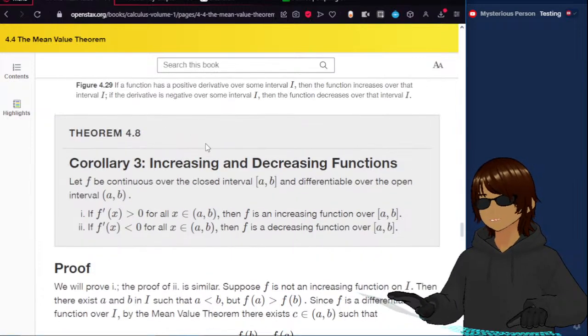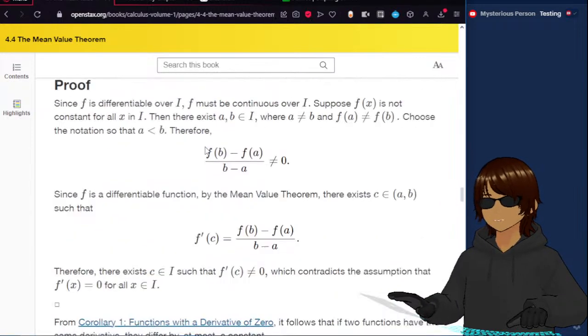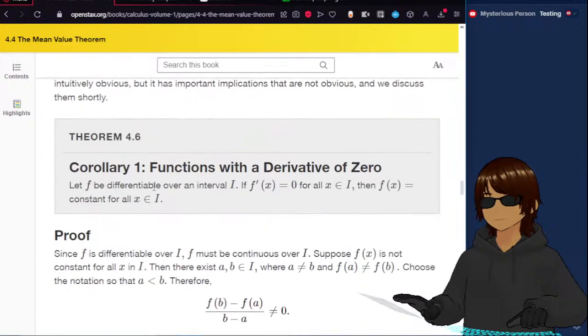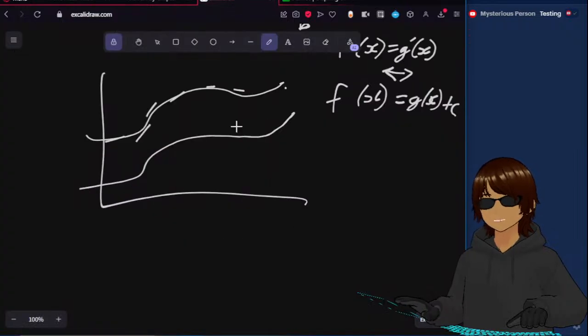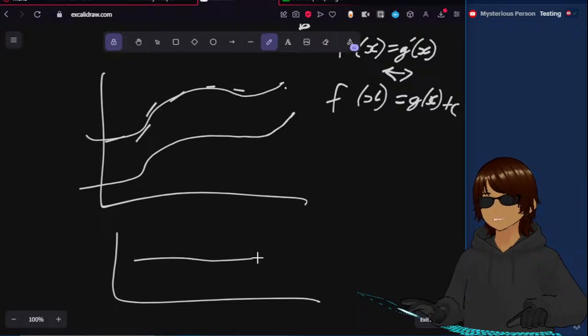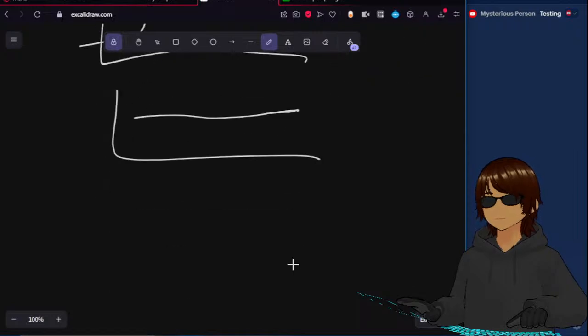Increasing and decreasing functions. What was the first one? The first one says if the derivative is 0, then f of x is constant.